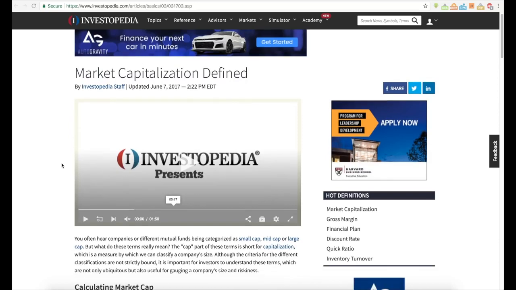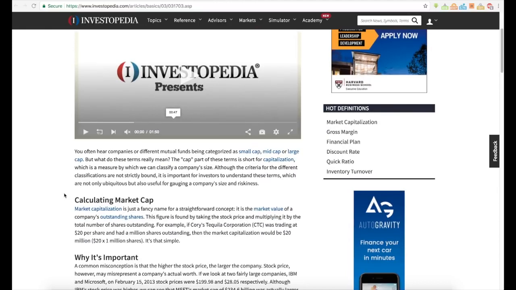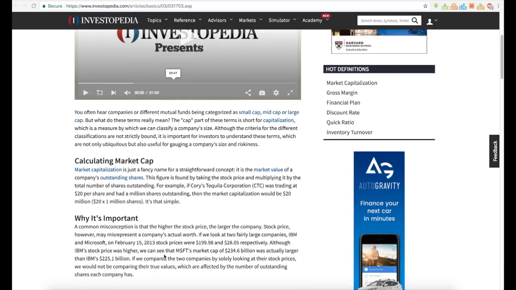The next part that I want to touch on is this article here on Investopedia. It's called Market Capitalization Defined, and it's going to go over everything, but it's more clearly outlined. Calculating market cap. Market capitalization is just a fancy name for a straightforward concept. It is the market value of a company's outstanding shares. This figure is found by taking the stock price and multiplying it by the total number of shares outstanding. For example, if Corey's Tequila Corporation was trading at $20 per share and it had 1 million shares outstanding, then the market capitalization would be $20 million. So that's $20 times 1 million. It's that simple. Why is it important?